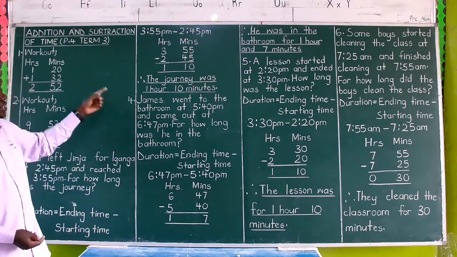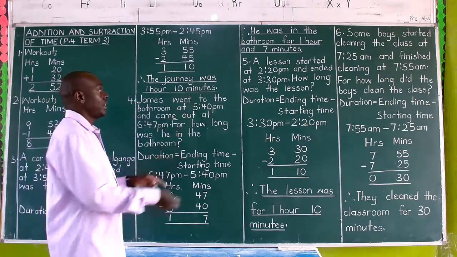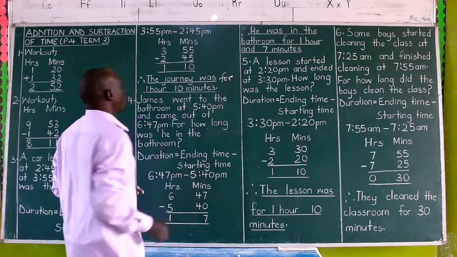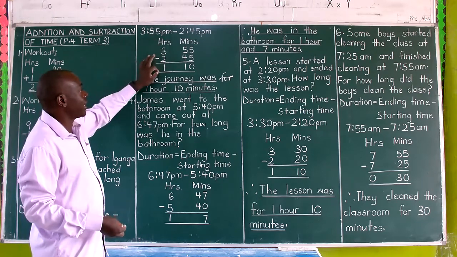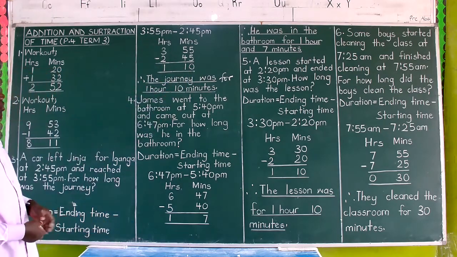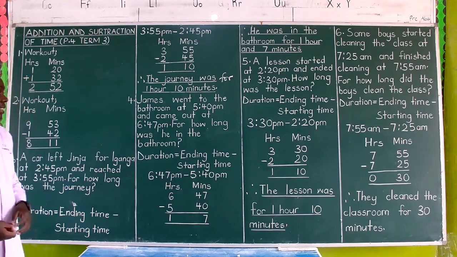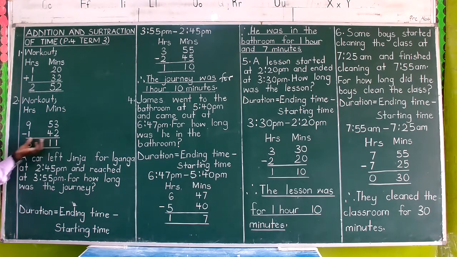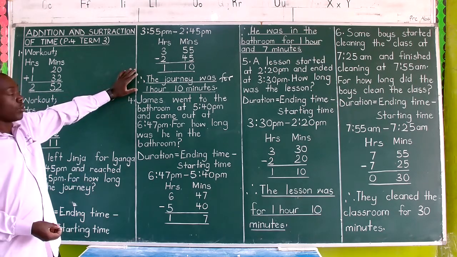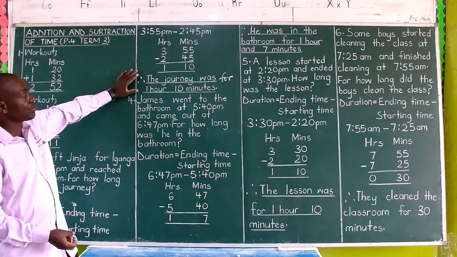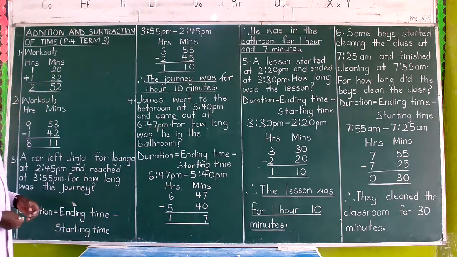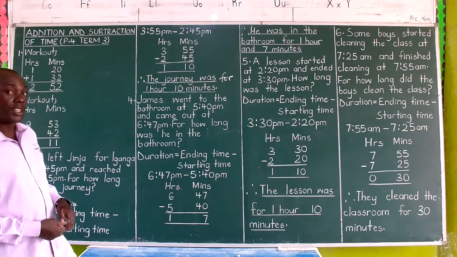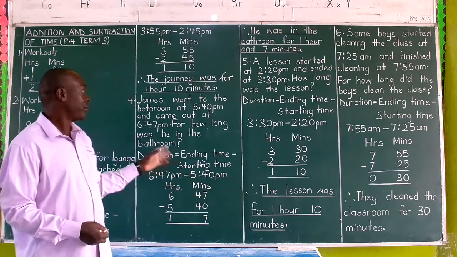So the journey was for 1 hour and 10 minutes. For how long? The journey was for 1 hour and 10 minutes. So 1 hour, that's the hours, and here 10 minutes. So that's how we conclude and then answer. So here you leave the answer like it is here, whereas here, given the words, you separate them in terms of hours and minutes. So that is 1 hour and 10 minutes did the journey take, that is the car being driven from Jinja to Iganga. Is that difficult really? No, that's why you're very, very happy.